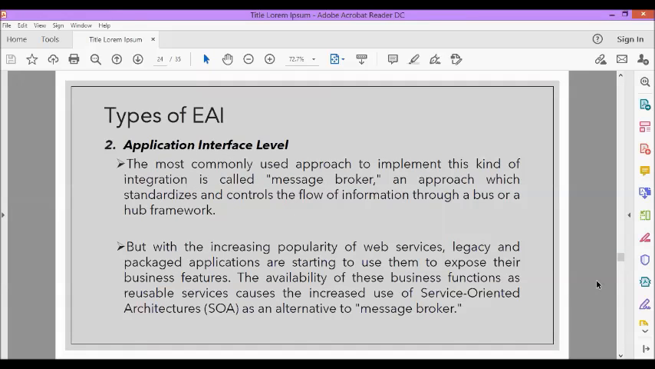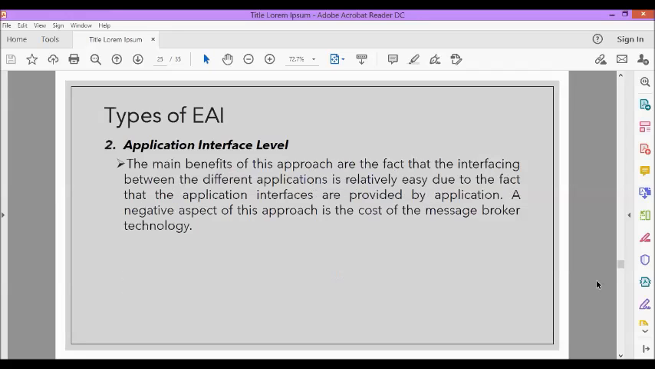So the most commonly used approach to implement this kind of integration is called message broker. It is an approach which standardizes and controls the flow of information through a bus or a hub framework. But with the increasing popularity of web services, legacy and packaged applications are starting to use them to expose their business features. The availability of these business functions as reusable services causes the increased use of service-oriented architectures, or SOA, as an alternative to message broker.